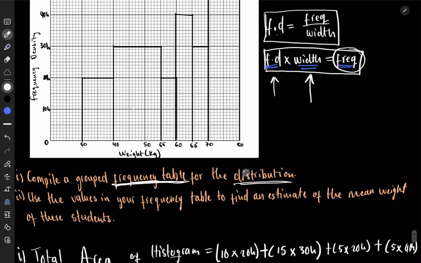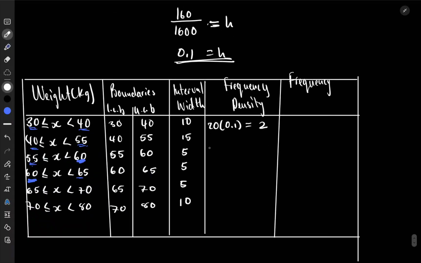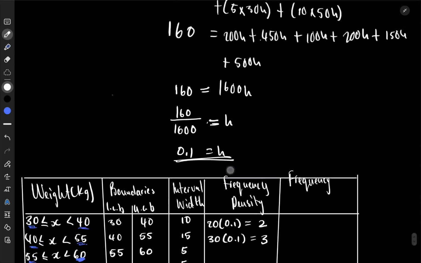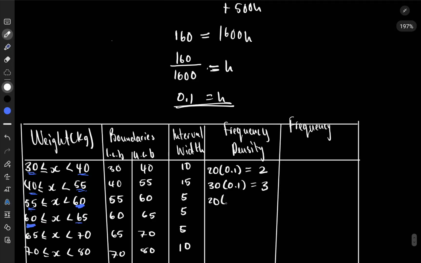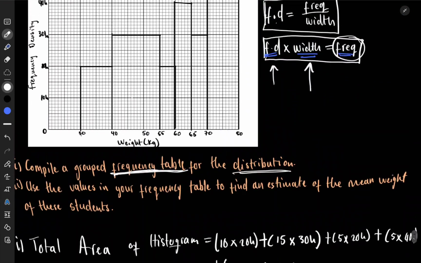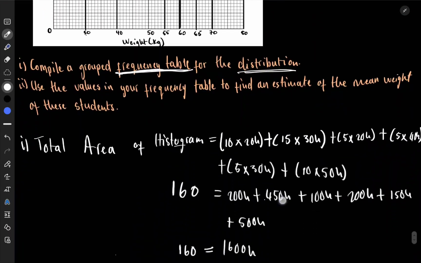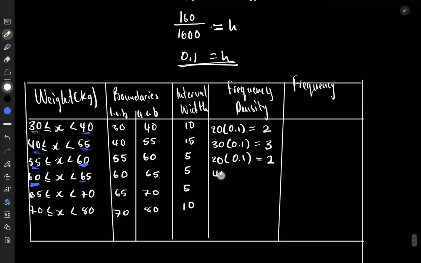Then for the next one, what is my frequency density? It was 30H. So I'm going to say it would be 30 times 0.1, which would give me 3. Then for the next one, it was 20 again, 20H. So it would be 20 times 0.1, which gives me 2. So I now know my frequency density by knowing what H is. Then I go to the next one. On the fourth one, what is the fourth one now? Number 4, 1, 2, 3, 4. The fourth bar is on 40H. So it's going to be 40 by 0.1, which gives 4.